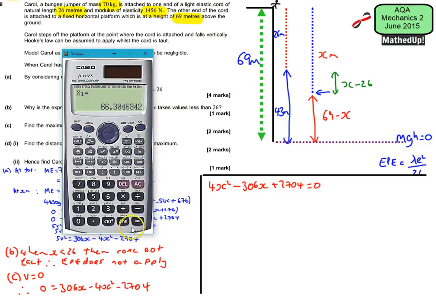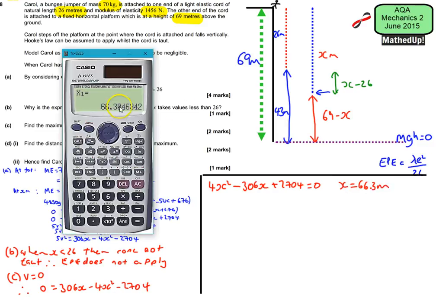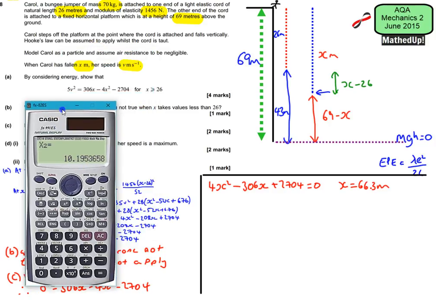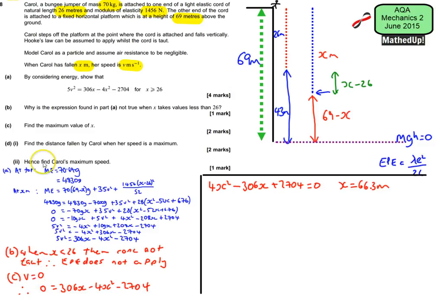We've got one result where x is equal to 66.3 meters, and the other solution is x is equal to 10.2 meters. Now, bearing in mind we said that this is only true for when x is greater than or equal to 26, we can disregard this solution. We've only got one solution where x is equal to 66.3 meters. So that's part C.